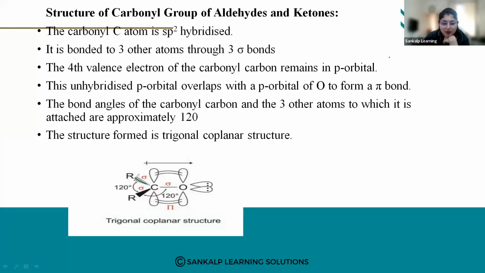So this is one sigma bond, this is another sigma bond, this is the third sigma bond. And the fourth valence electron of the carbonyl carbon remains in the p orbital, and this p orbital overlaps with the p orbital of the oxygen atom and forms a pi bond. So there are three sigma bonds and one pi bond present. The angle between the carbonyl carbon and the three other atoms is approximately 120 degrees, so the structure will be triangular planar.